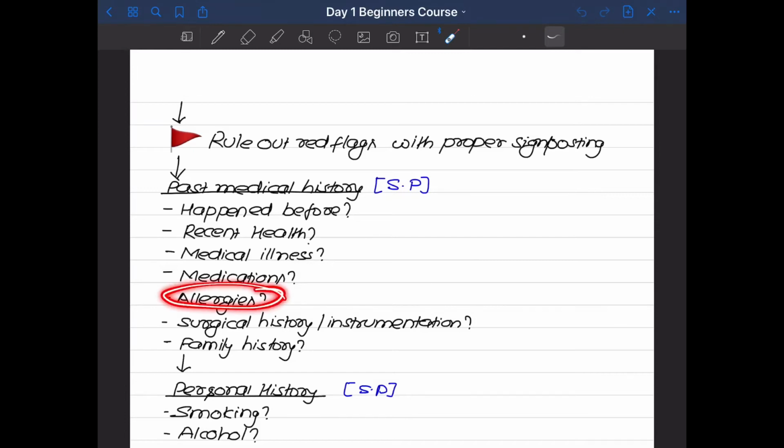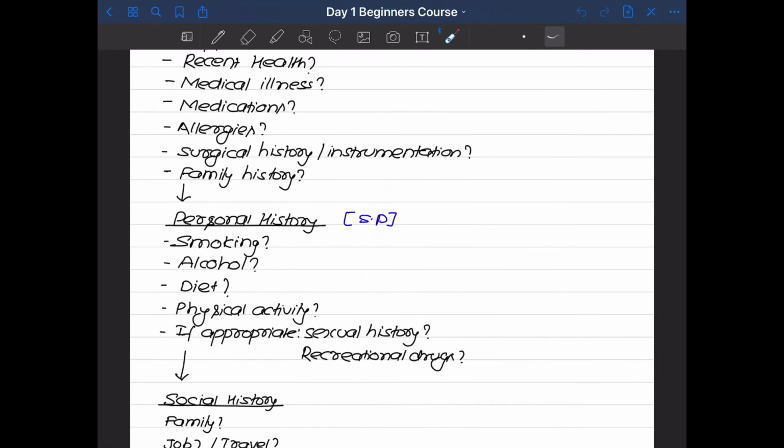Do you have allergies to anything? And then you want to ask surgical history or instrumentation history. So is there any history of surgery in the past or any instrumentation? And then finally, are your family members suffering from any medical problems? These are the questions that you want to ask on the past medical history. Then you are entering into the personal history. You want to do a proper signposting here as well.